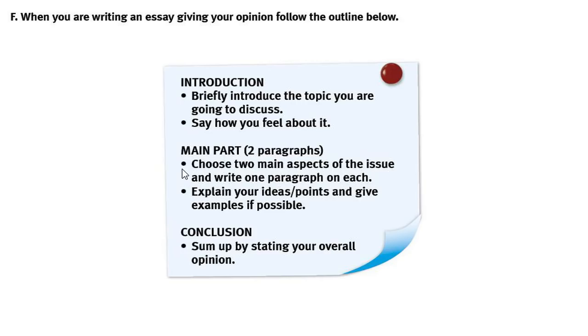Choose two main aspects of the issue and write 1 paragraph on each. تحدث في قطعتين عن موضوعين رئيسيين من هذا الموضوع أو نقطتين رئيسيتين. Explain your ideas, points and give examples if possible. وضح أفكارك ونقاطك وأعطي أمثلة إذا ممكن. Conclusion الخاتمة. Sum up by stating your overall opinion. أنهي باختصار معطيا رأيك النهائي.